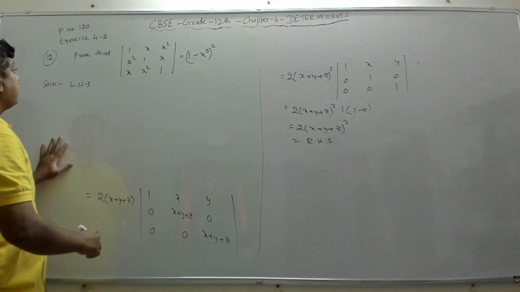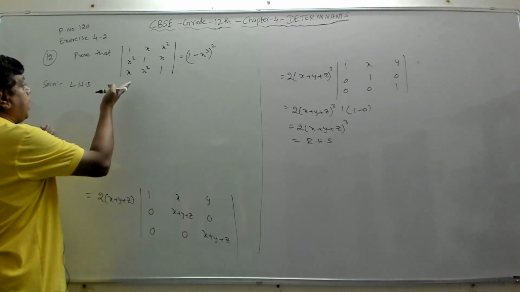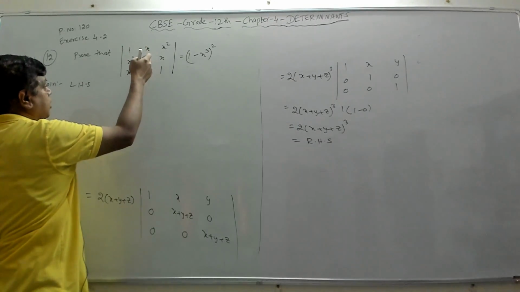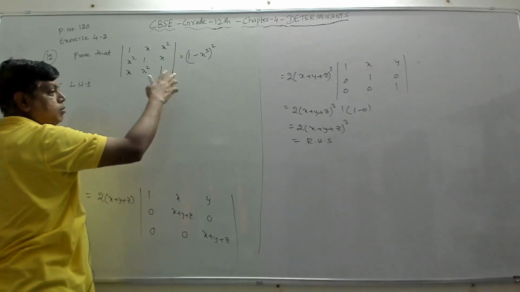So again, if you observe LHS, if I add all the 3 rows, I'll get 1 plus x square plus x. Again, if I add all this, I'll get 1 plus x square plus x. Again, if I add this, I'll get 1 plus x square.